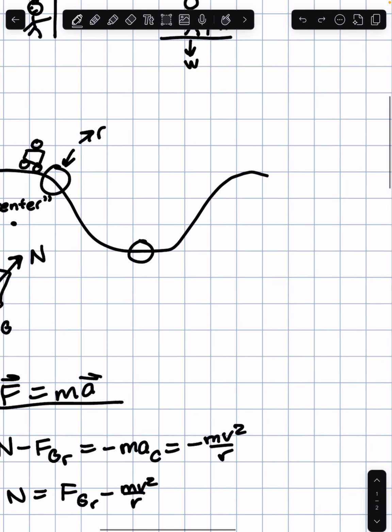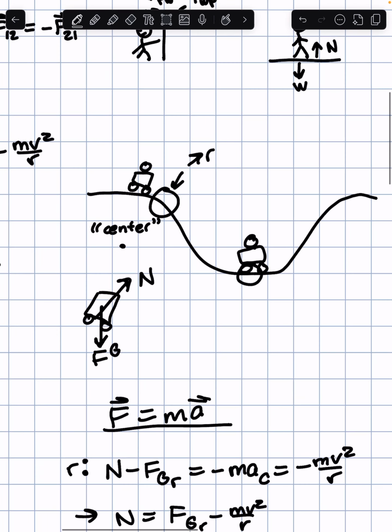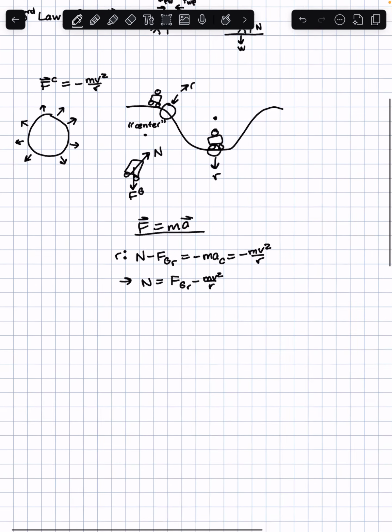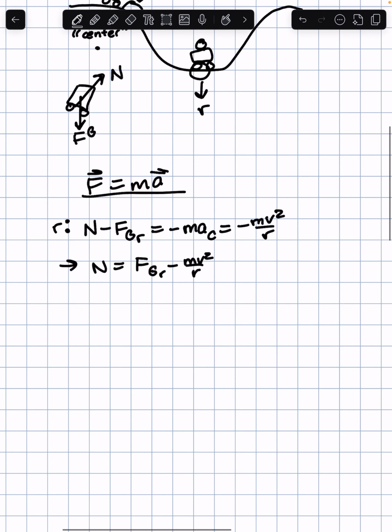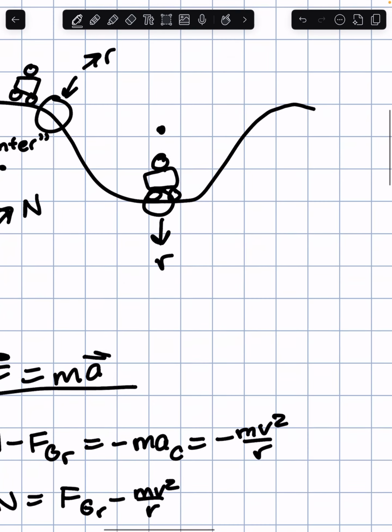Now, let's say you're in the center here. Your cart is like this. The center for your circle is no longer here. It will instead be here. So now the radial direction is going to be out this way. Now let's write our Newton's second law and look at things in the radial direction again. Notice that the radial direction will change depending on where you are and what circle we are considering.